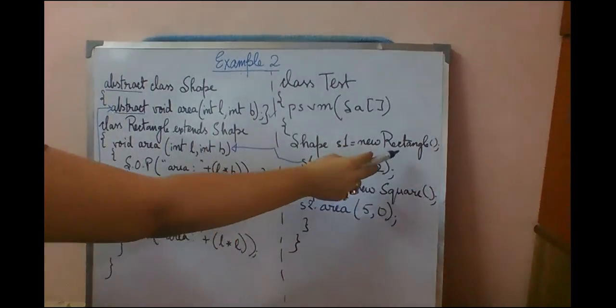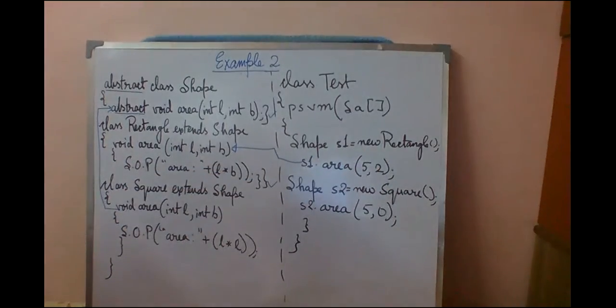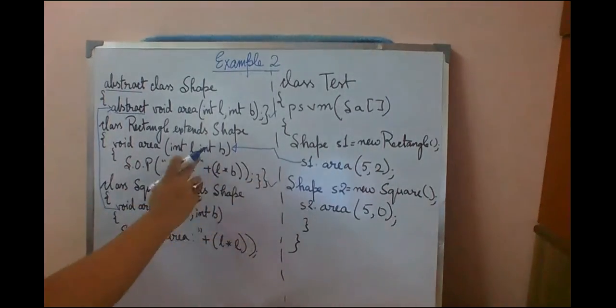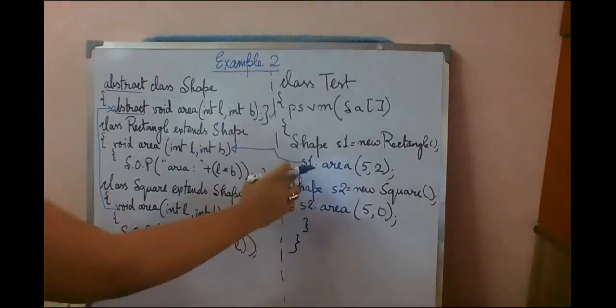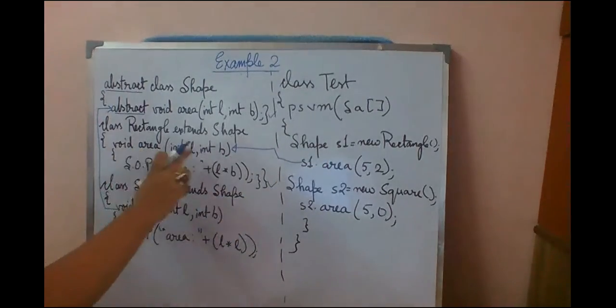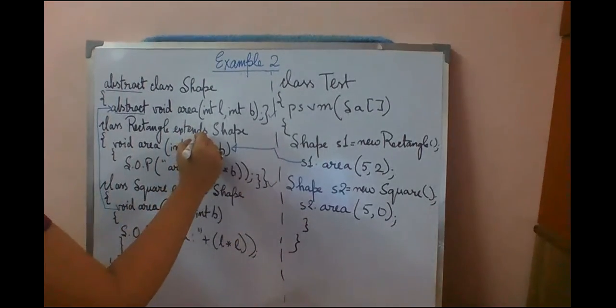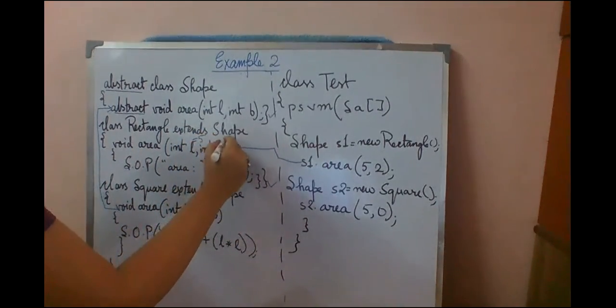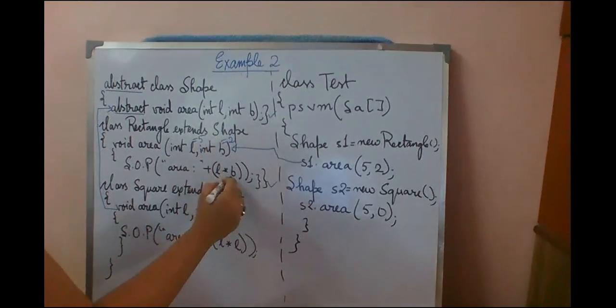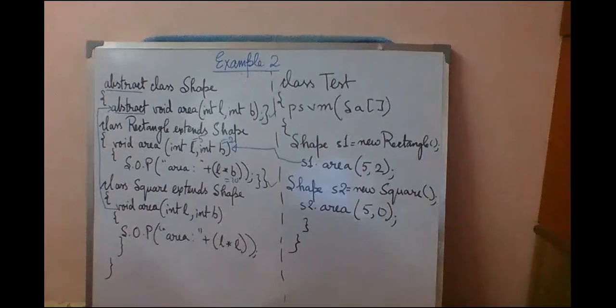Since we are creating the object using the constructor of the rectangle class, we will be calling the area of the rectangle class itself. So S1.area will be calling this area where L will be getting the value 5 and breadth will be getting the value 2. So 5 into 2 is supposedly going to give the output as 10.